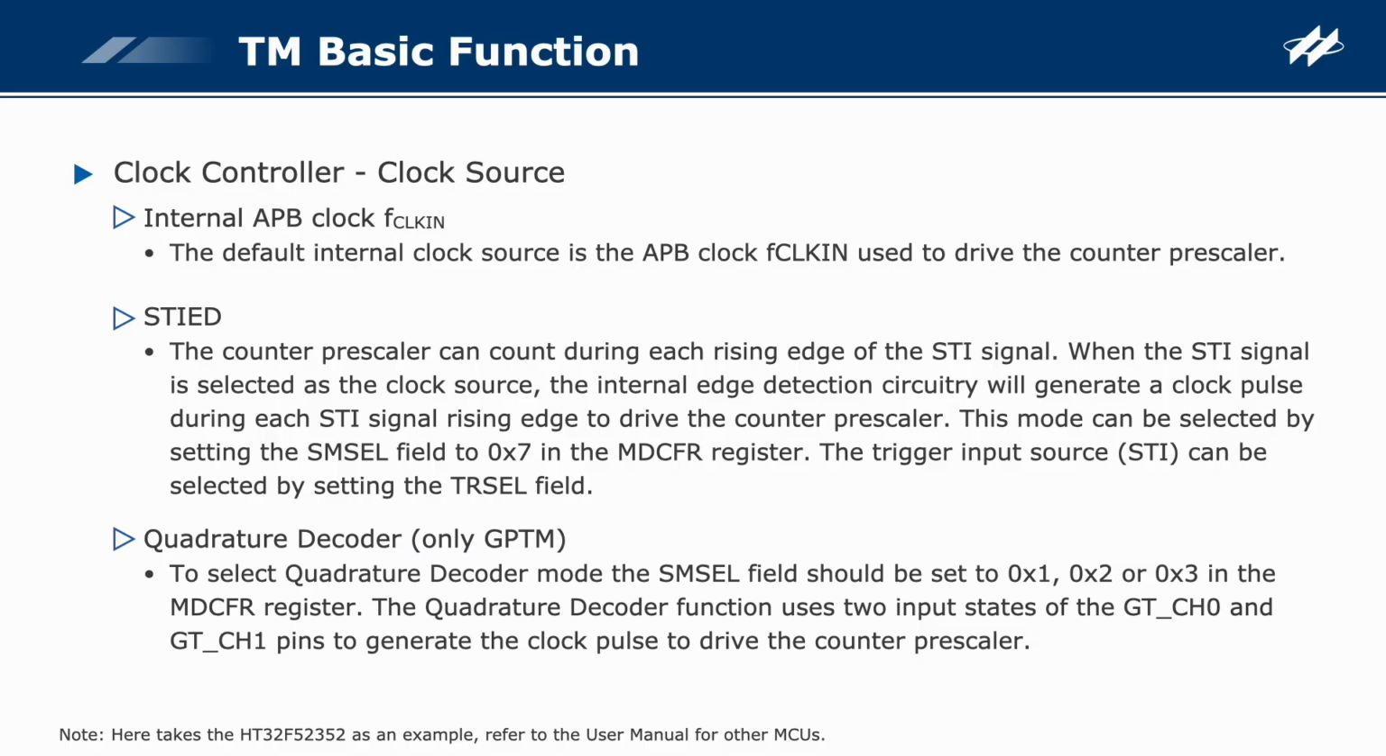To select quadrature decoder mode, the SMSEL field should be set to hex 1, hex 2, or hex 3 in the MDCFR register. The quadrature decoder function uses 2 input states of the GTCH0 and GTCH1 pins to generate the clock pulse to drive the counter prescaler. The counting direction bit DIR is modified by hardware automatically at each transition on the input source signal. The input source signal can be derived from the GTCH0 pin only, the GTCH1 pin only, or both GTCH0 and GTCH1 pins.